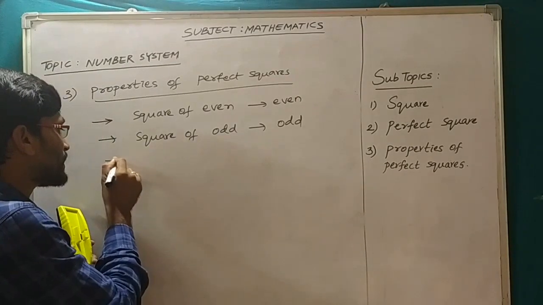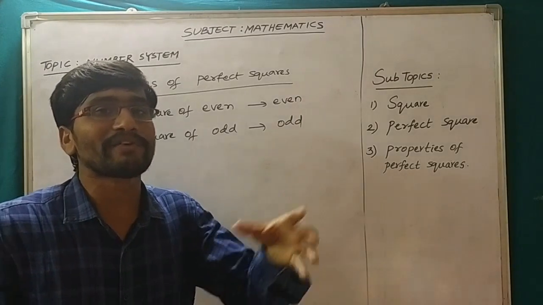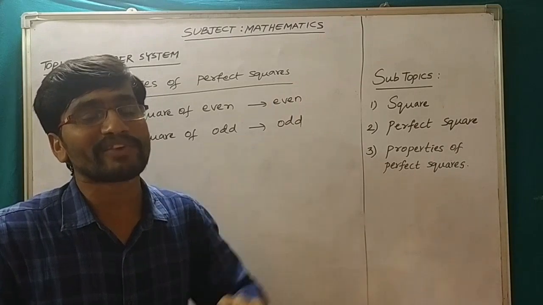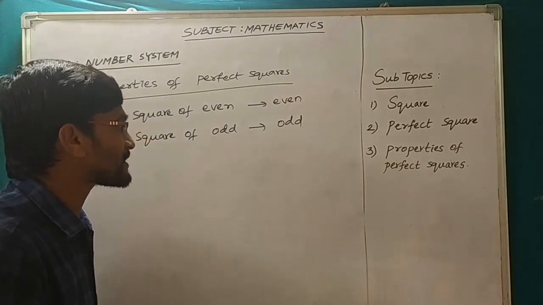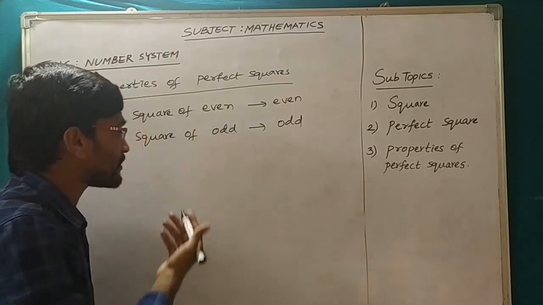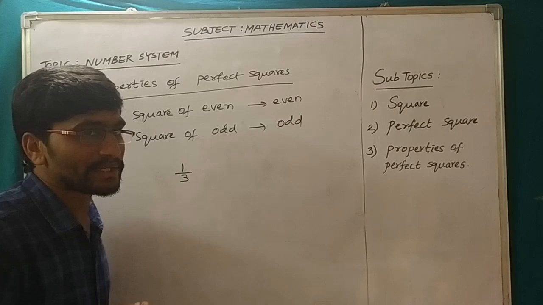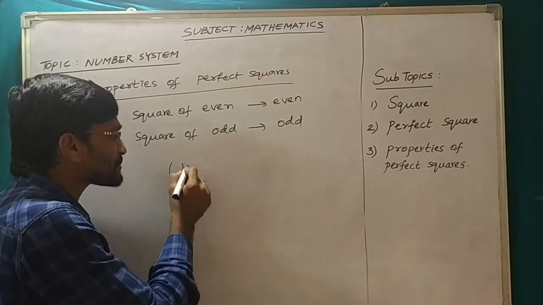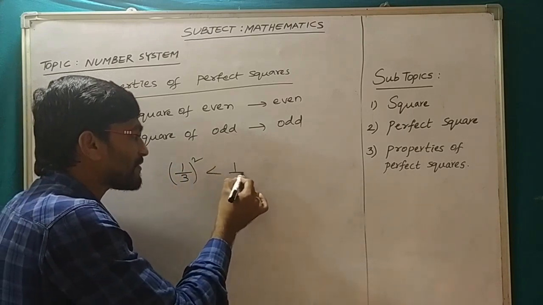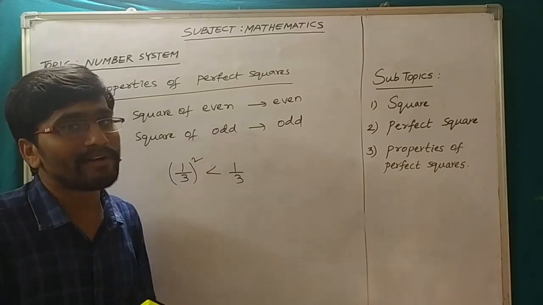Okay. Next point is the square of a proper fraction is smaller than the given fraction. Let us consider a proper fraction, which means the numerator is smaller than the denominator. I consider the proper fraction 1 by 3. The square of this proper fraction, that means 1 by 3 whole square, is smaller than the given fraction.